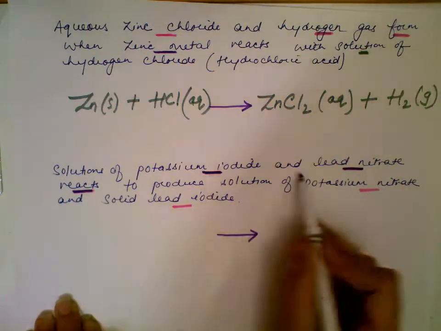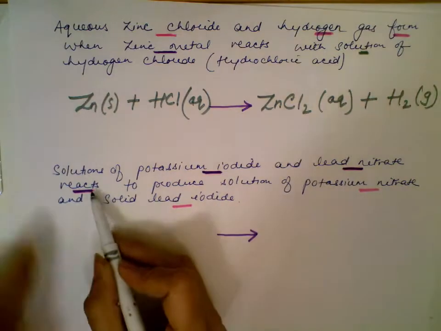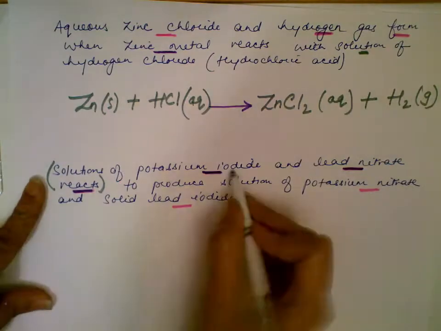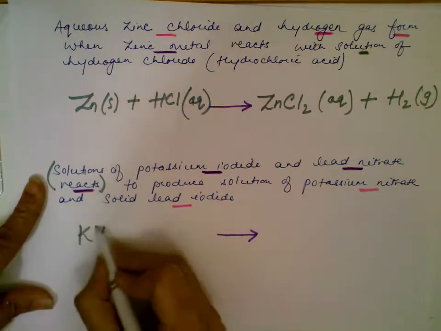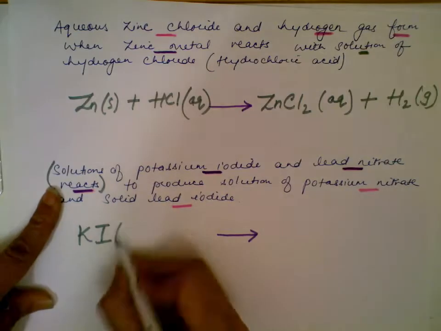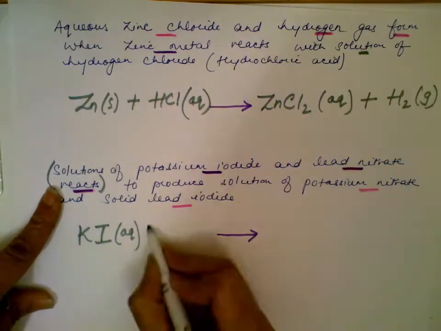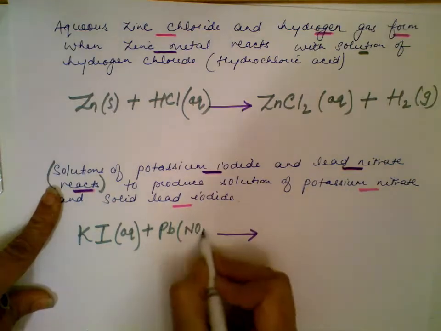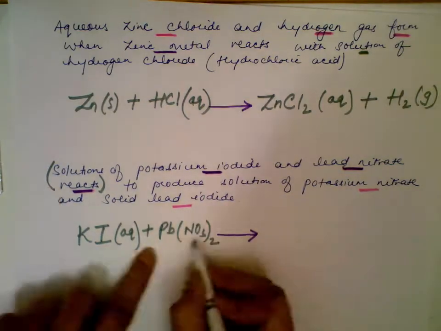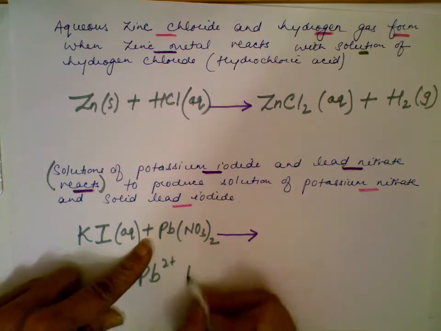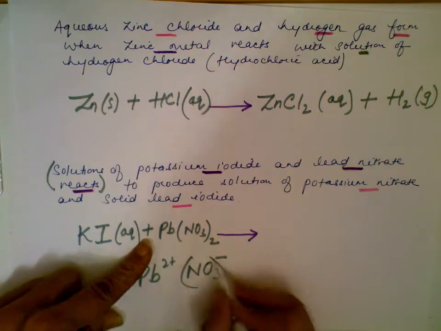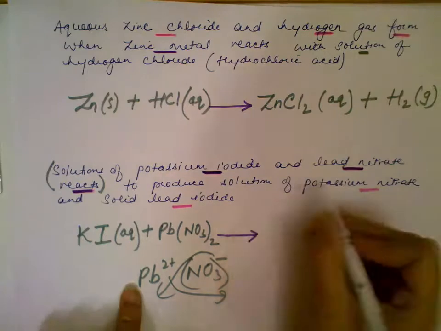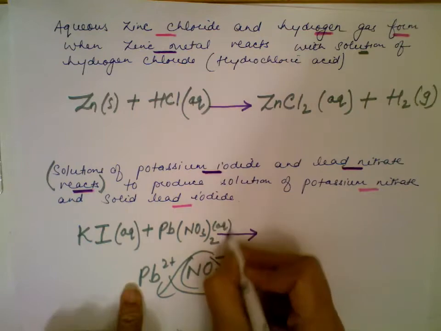Solutions of potassium iodide and lead nitrate react. So these are our reactants. Potassium iodide is KI and it says solution, so I'm going to put AQ in parentheses, and then it says lead nitrate. Lead nitrate is a reactant as well. How did I get that formula? Because Pb is 2+, NO3 is minus, you do the crisscross, that is how you get that formula. And you're going to write AQ again since it is a solution.